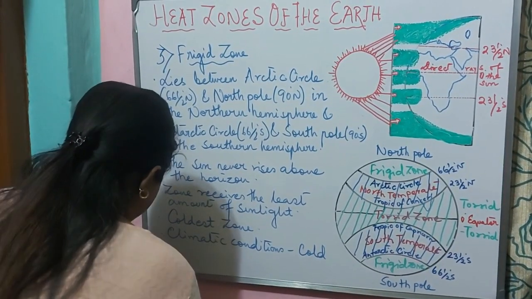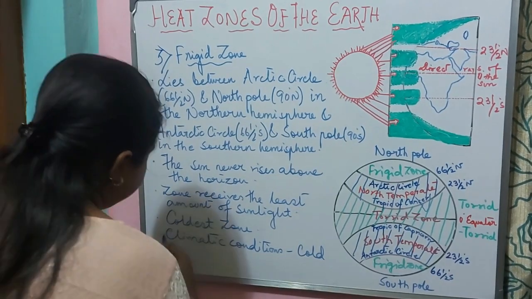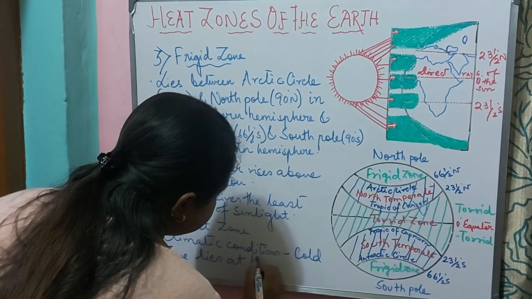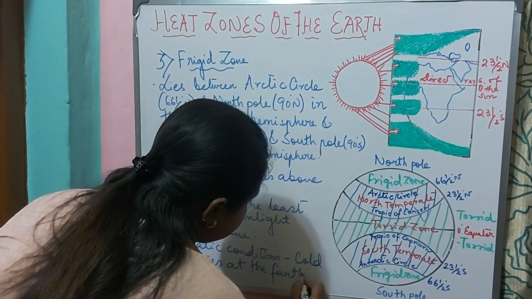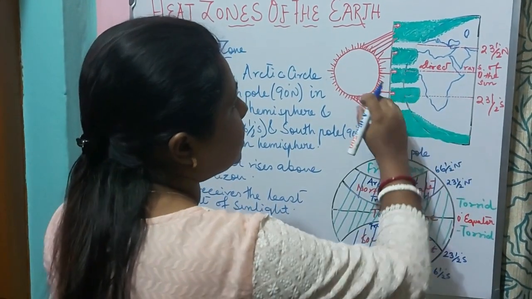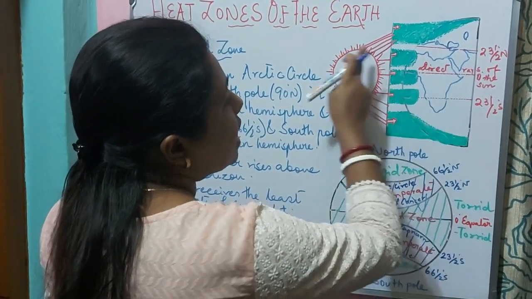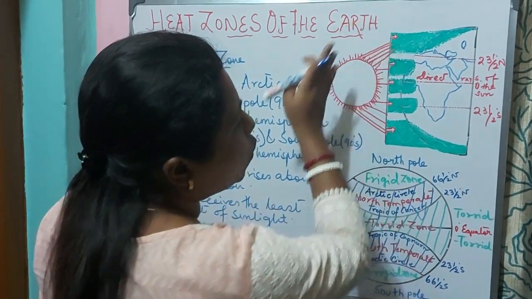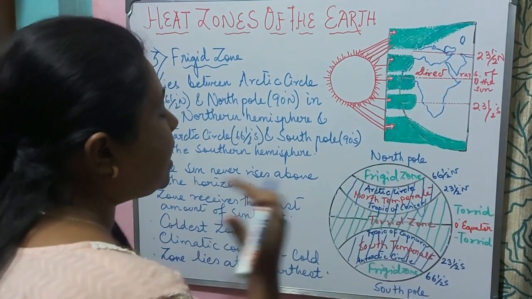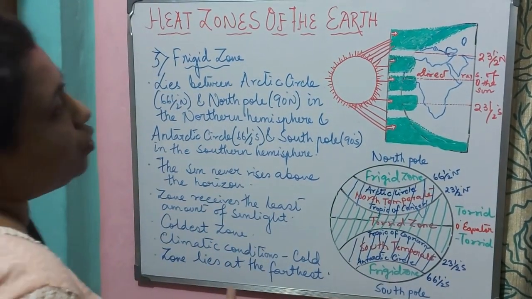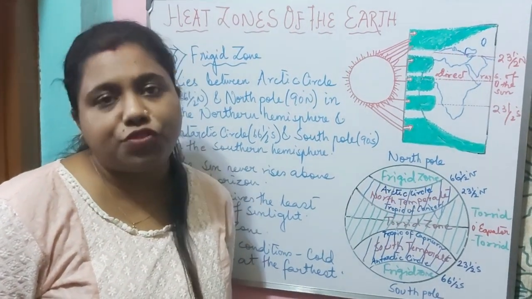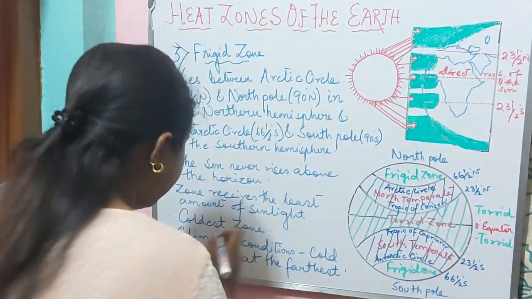Now this zone lies at the farthest. As the sun rays have to travel a larger distance, that is why the sun rays go on slanting. So this is the reason that the frigid zone is the coldest zone, because it does not receive much amount of sunlight. Now let us know some of the countries that lie in the frigid zone.